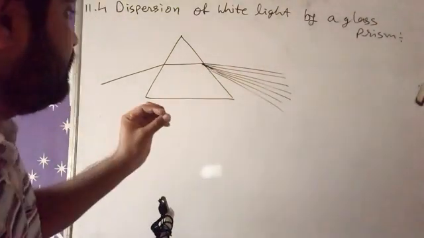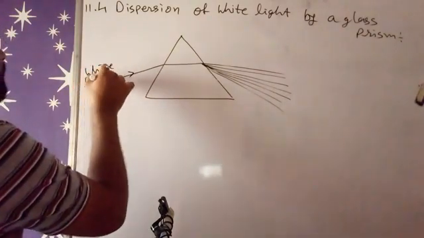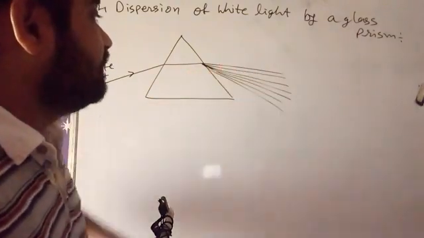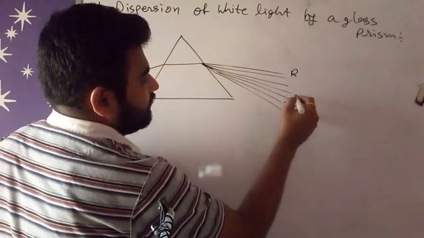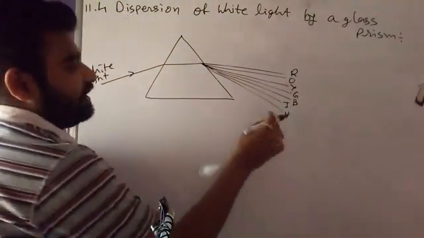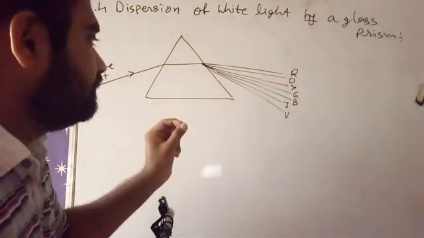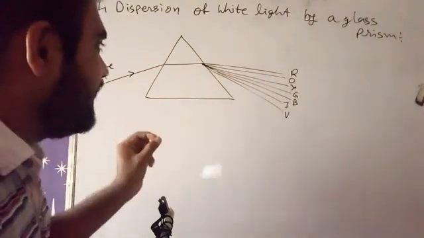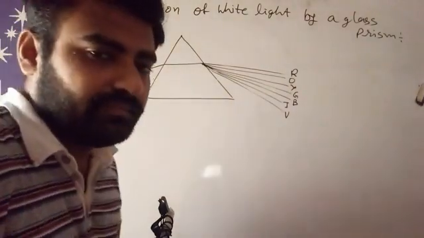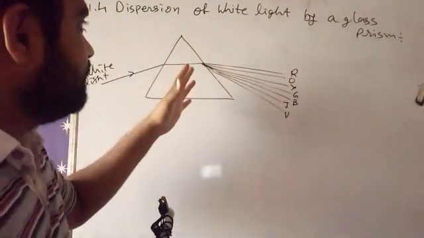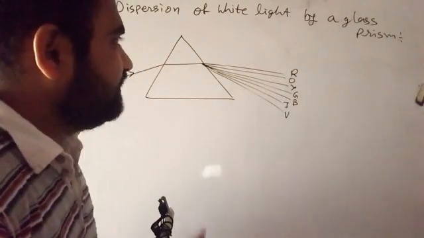So we are getting white light, which means this is white light. We are getting 7 different colors of light. It starts from red, so VIBGYOR, right? Violet, indigo, blue, green, yellow, orange, red. This splitting of white light into 7 different colors of light is known as dispersion. So this is dispersion because of the glass prism.